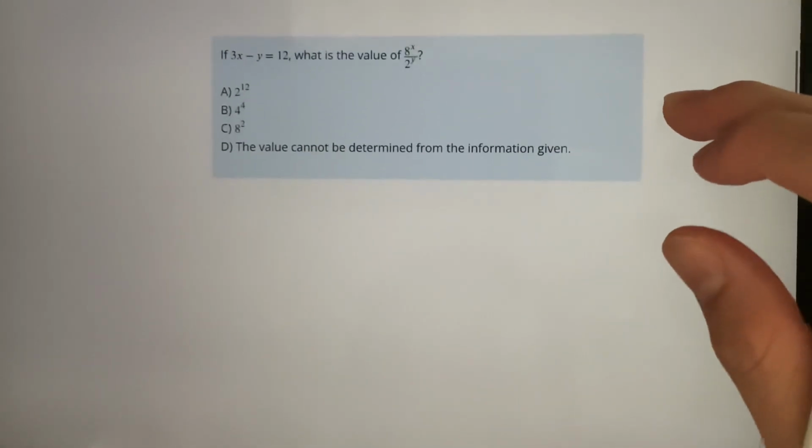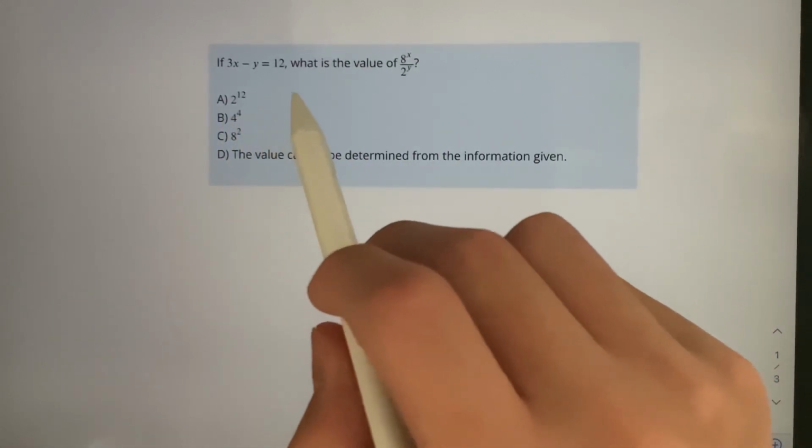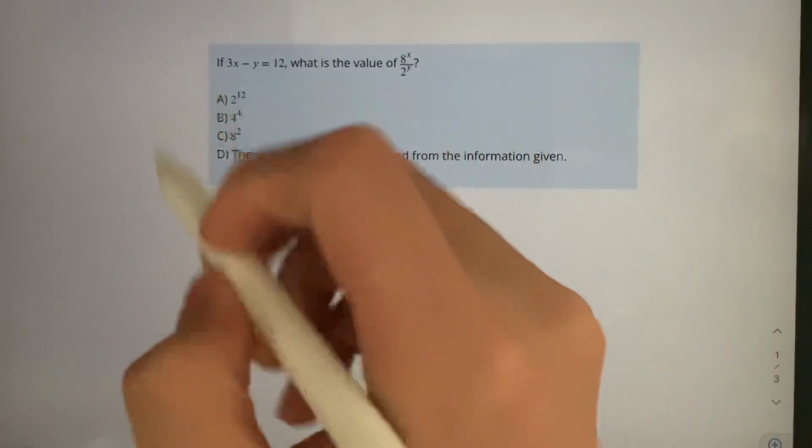Next question that we have is this question in blue right here. If 3x minus y is equal to 12, what is the value of 8^x over 2^y? So this question is pretty difficult if you don't know your properties of exponents. So basically, let me just rewrite them in case you forgot.